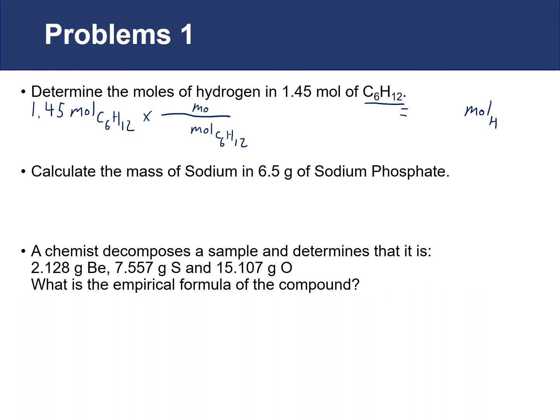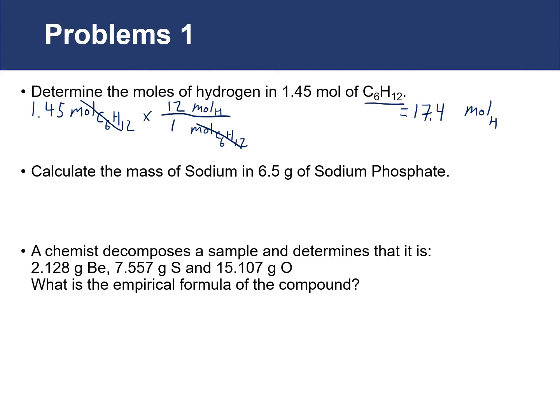So we could put moles of hydrogen up top, and there are 12 moles in the chemical formula for every 1 mole of the molecule. Our moles of the molecule will cancel out, giving us, as our end unit, moles of hydrogen. Plugging this into your calculator, you will get 17.4 moles of hydrogen are present in 1.45 moles of C6H12. Another problem that we can look at is, let's say we want to calculate the mass of sodium in 6.5 grams of sodium phosphate.